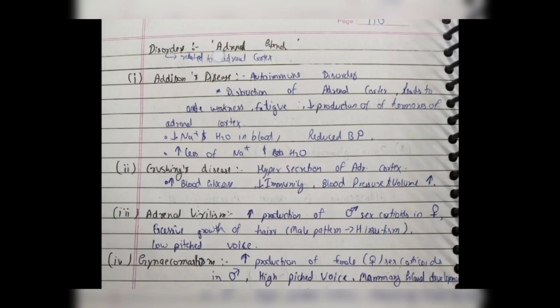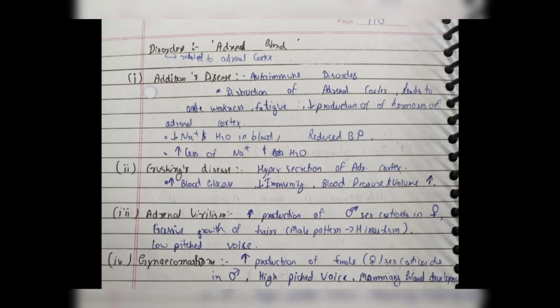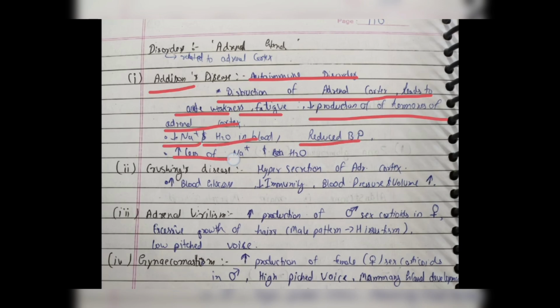Let's move on to adrenal gland disorders. The first disorder would be Addison's disease. It is an autoimmune disorder. Destruction of the adrenal cortex leads to acute weakness, fatigue, and decreased production of hormones of the adrenal cortex. Decreased sodium and water in blood, reduced BP, and increased loss of sodium ions and water are its effects. Now the next syndrome in the adrenal gland is Cushing's disease. It is due to hypersecretion of the adrenal cortex. Its effects are increased blood sugar, decreased immunity, and blood pressure and volume increase overall.